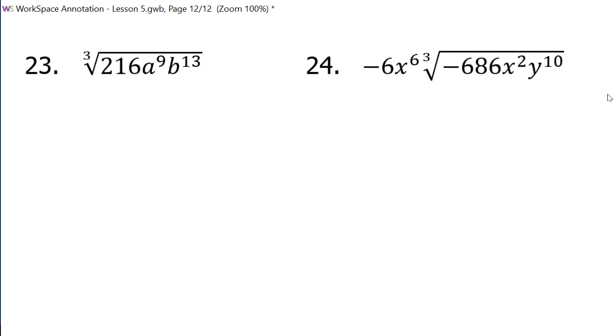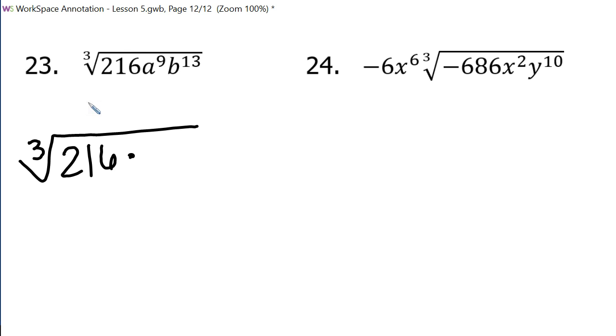Now, did you have to break up the 216? No, 216 is a perfect cube. Do you have to break up a to the 9th? No, it's a perfect cube because it's a multiple of 3 for the exponent. Now, b to the 13th, what multiple of 3 is below 13? 12. So we need to have b to the 12th times b to the 1st.